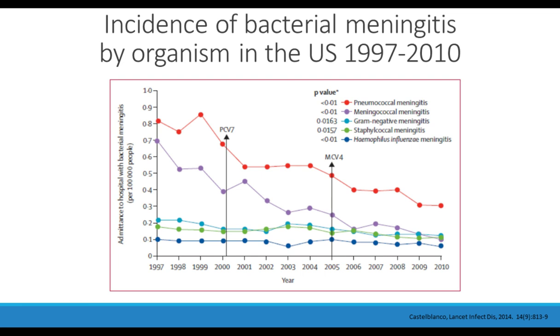So if you look at the introduction of the pneumococcal vaccine around the year 2000, you can see that pneumococcal meningitis was maybe starting to head downtrend a little bit, but you saw a distinct downtrend in pneumococcal meningitis after the implementation of the vaccine and a sustained drop in incidence.